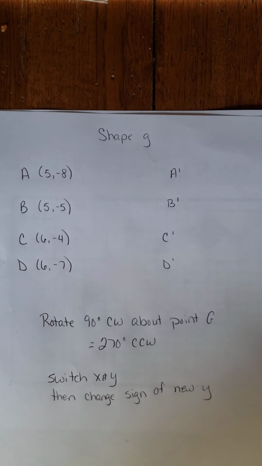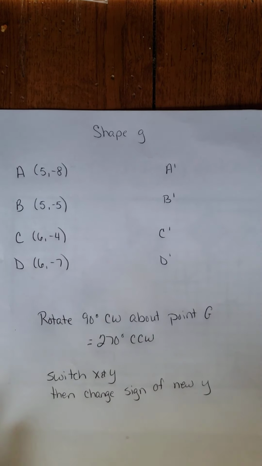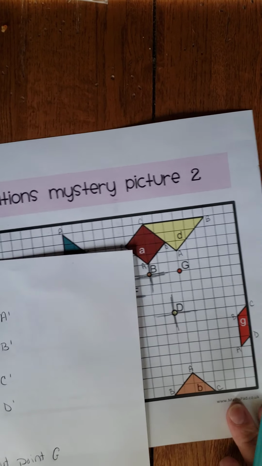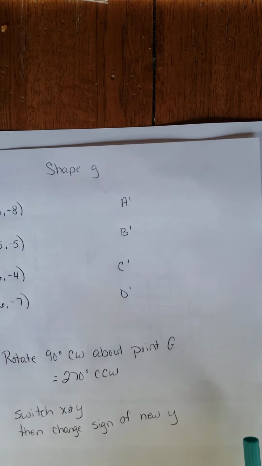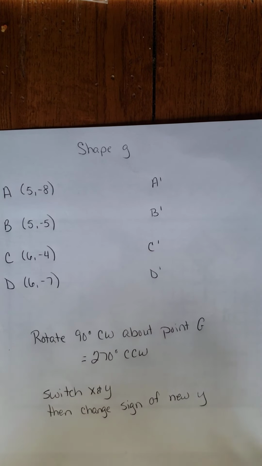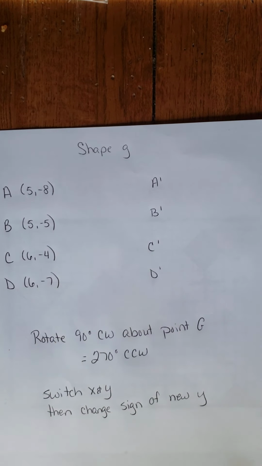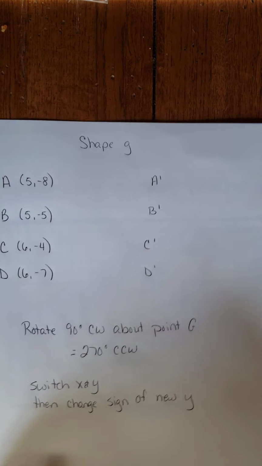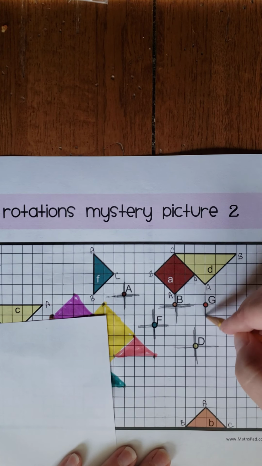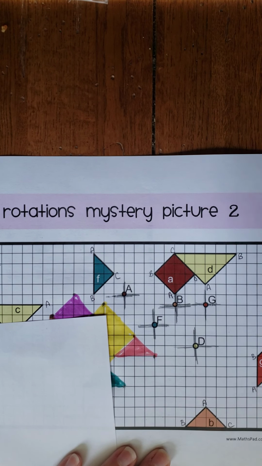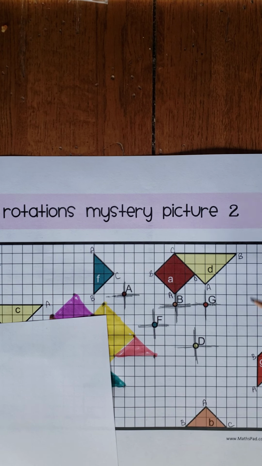So now we're looking at shape G. And for this one, let me point it out to you over here. Kind of hard to see, all the way over here. We're rotating it 90 degrees clockwise about point G, which is the same as 270 degrees counterclockwise. So here we have our point G. We're going to draw our pretend axis here, and we figure out the coordinates in relation to that.